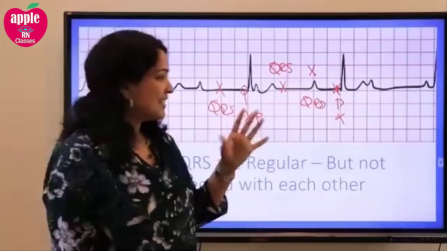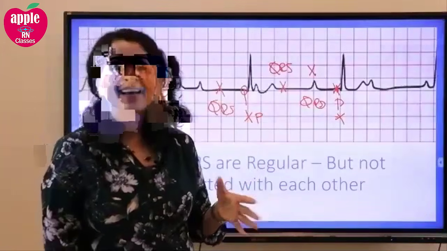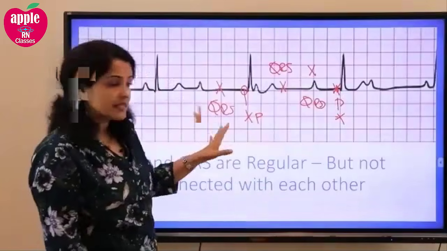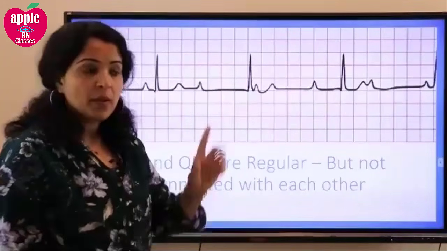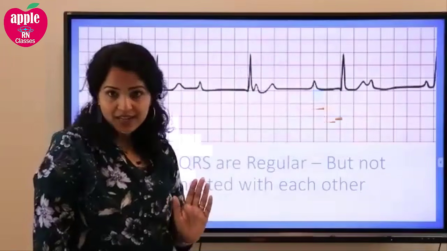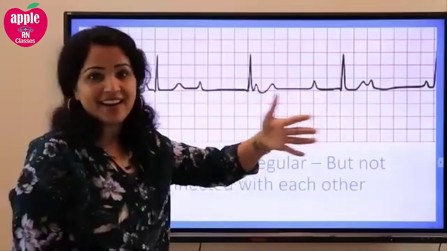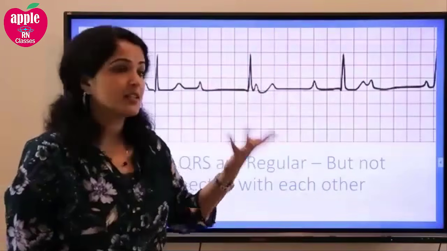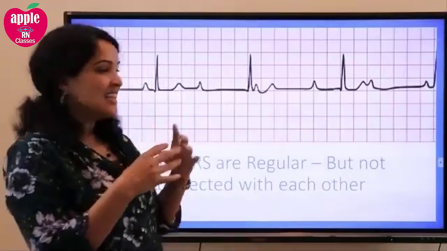Okay, so these are the people who are having a 100% problem, and that is complete heart block. In the ECG, you will see that P is having its own way of going, QRS having its own way of going. There is no connection. Every P doesn't have a QRS, every QRS does not have a P. There is no connection. Okay, so that's how we know.